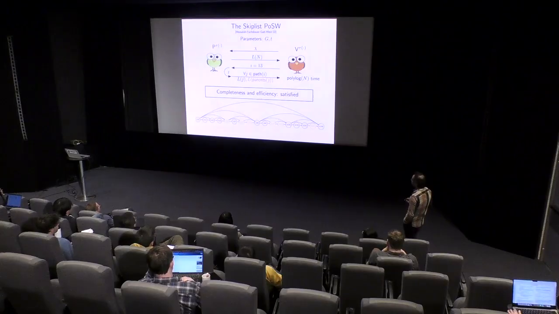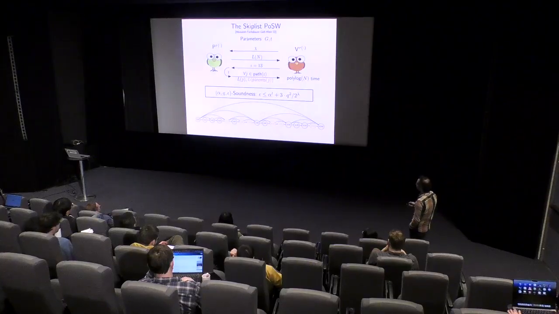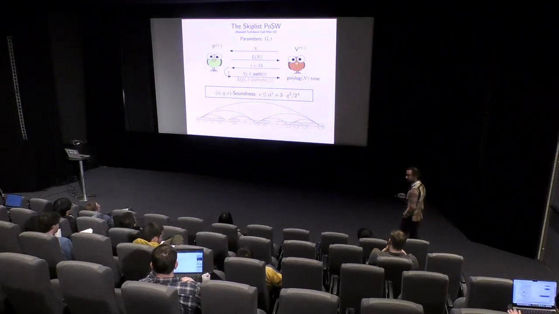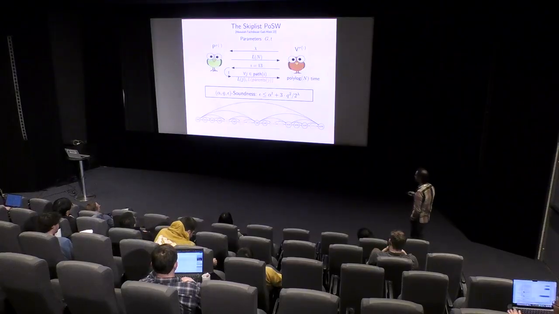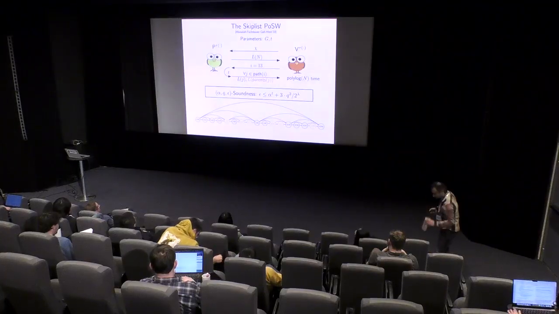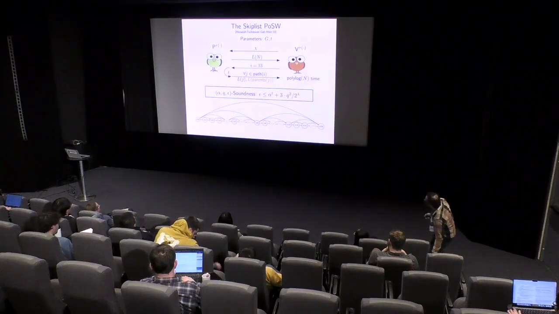Okay? So it is clear that completeness and efficiency are satisfied, and just to give you a flavor of the soundness, alpha, q, epsilon soundness, you will get something like this. Epsilon will be related to alpha to the t, how many times you repeat this protocol, plus something related to finding collisions in the random oracle. And all schemes have a similar bound. So this is a POSW.